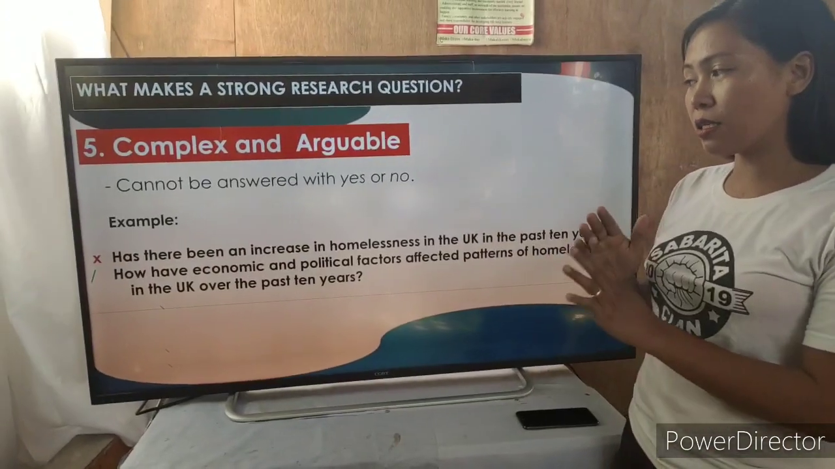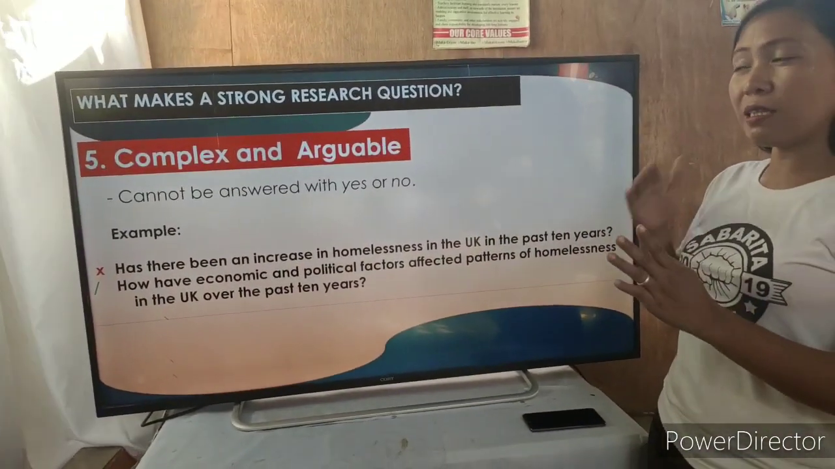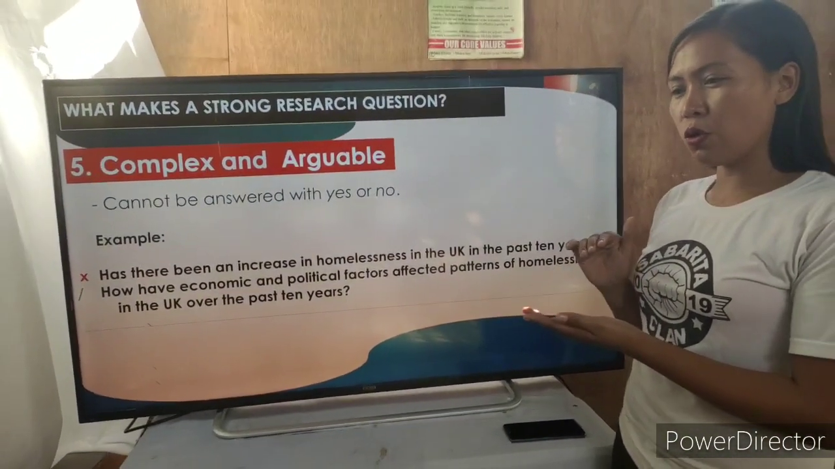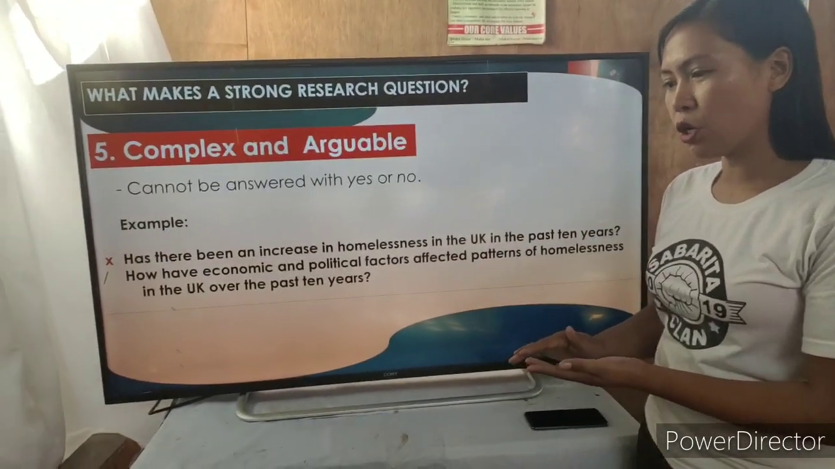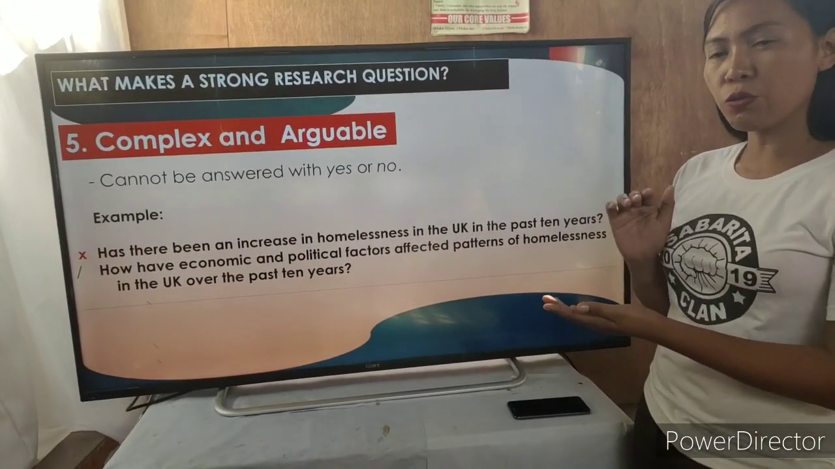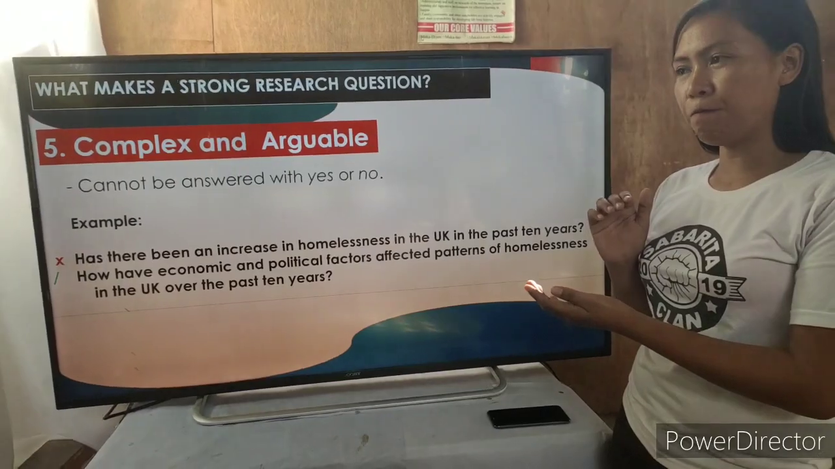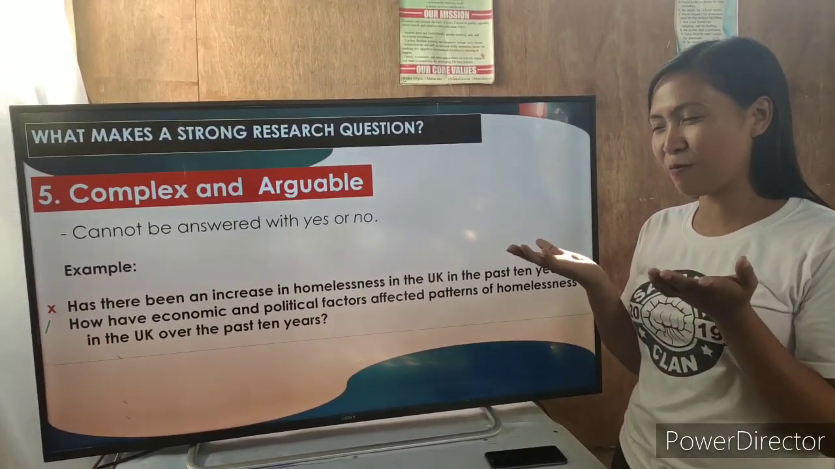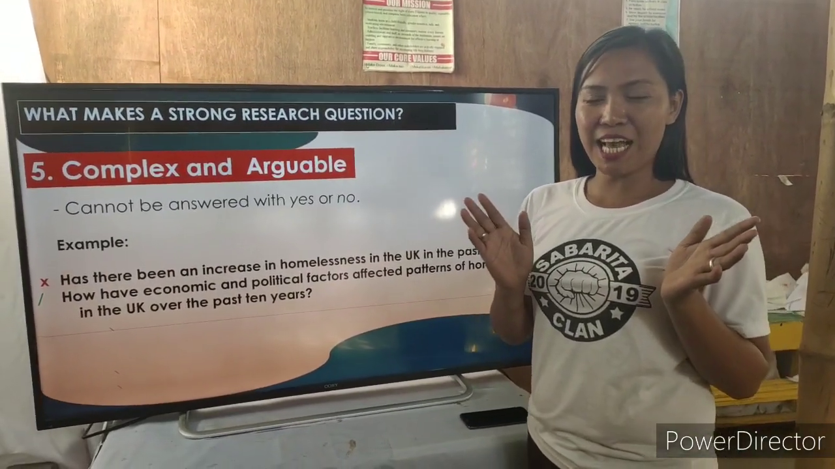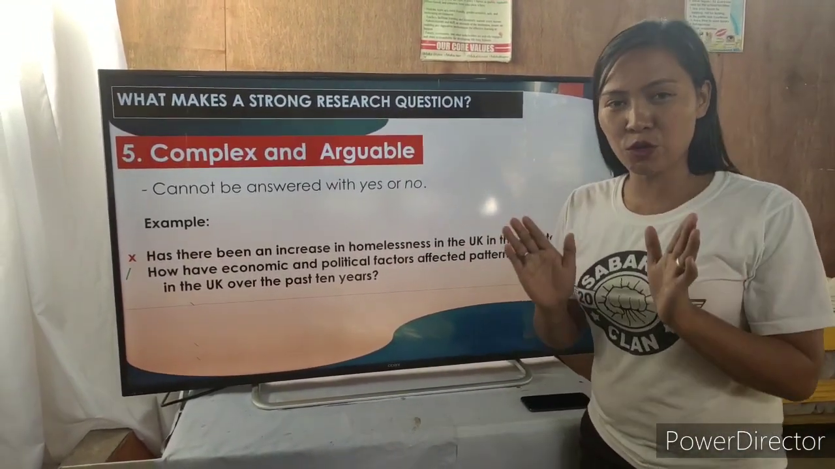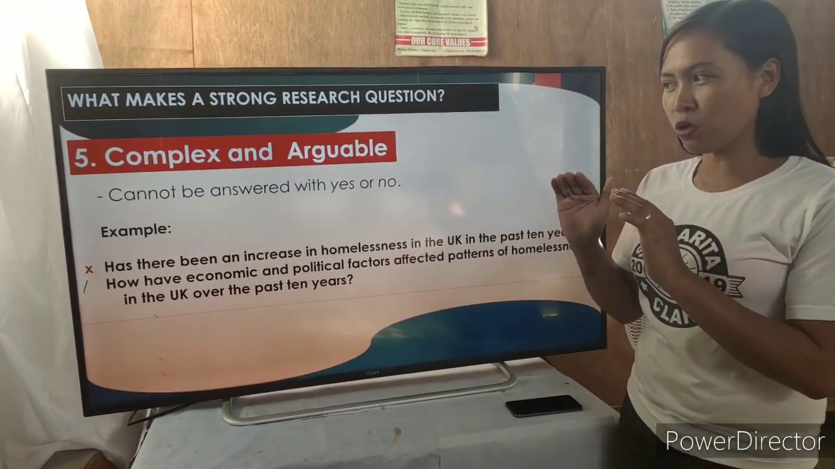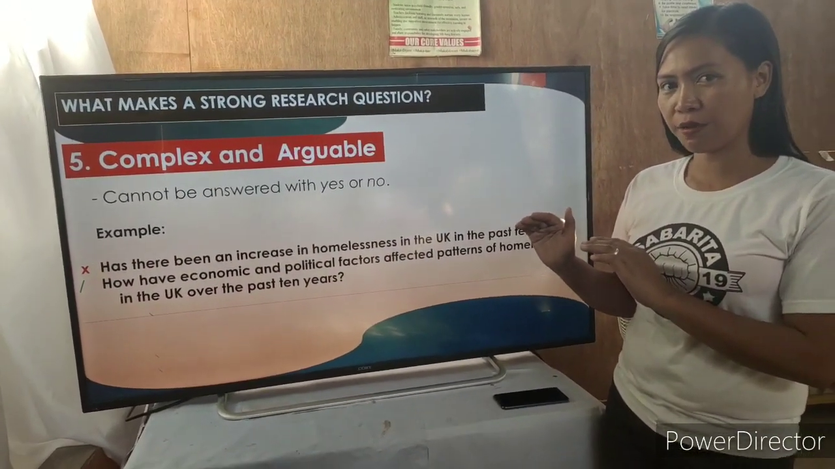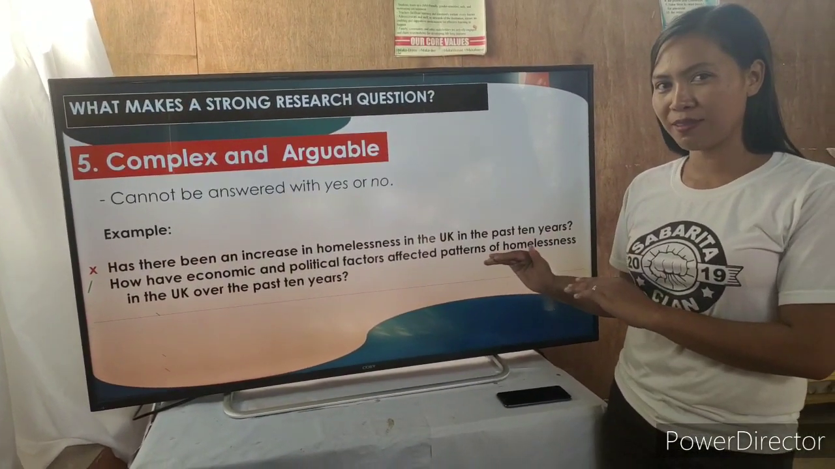So it needs to dig deeper on what is really, what's the term, kanang unsay pasabot, unsay tumong ana niya, or unsay gusto niyang ipaabot.